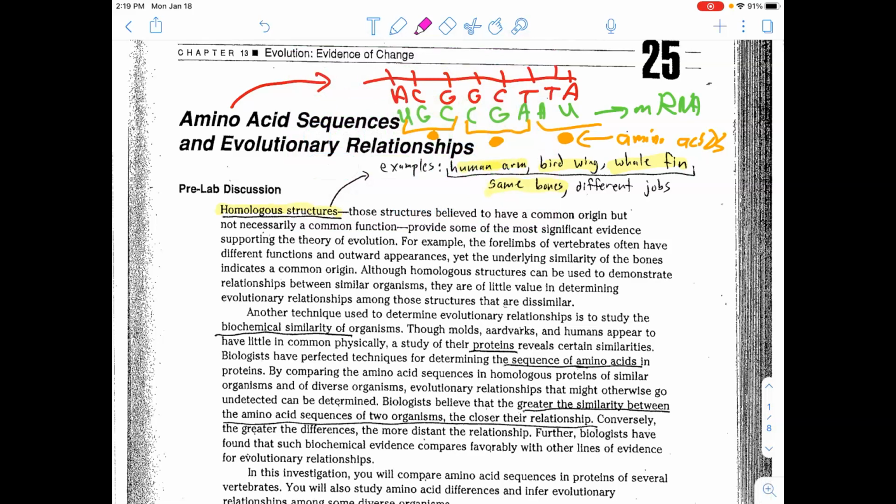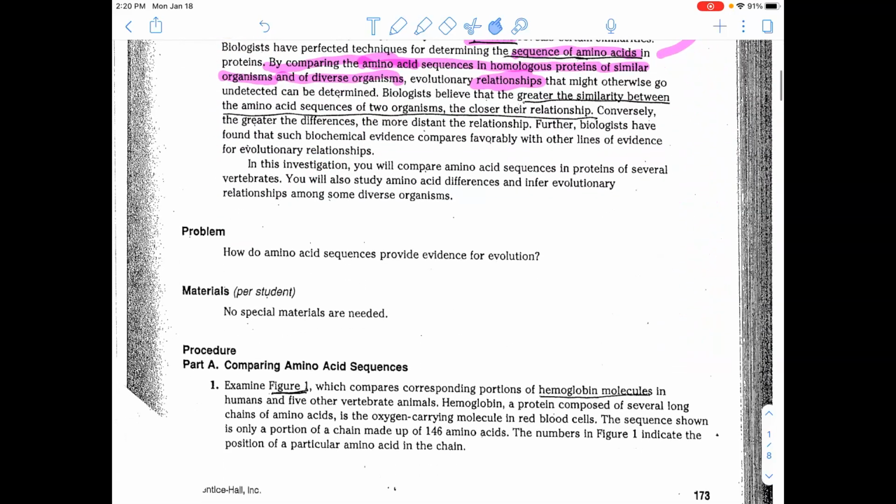Another technique that we're going to learn today is looking at how similar the chemicals are that make up these creatures. So biochemical similarity. Specifically, we're going to look at proteins, which are made by these amino acids that we learned how to make about 2 weeks ago. It says by comparing the amino acid sequences in homologous proteins of similar organisms and of diverse organisms. So we're going to look at the pattern of amino acids in things that are similar and different. We can try to find how closely things are related, and maybe figure out which things are more closely related than others and what happened first in the family tree. That's the idea for a lot of what this paper is going to look like.